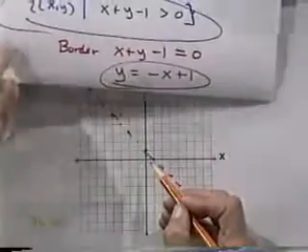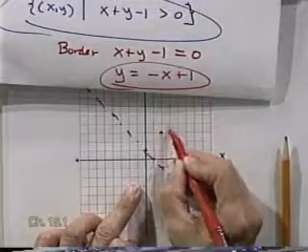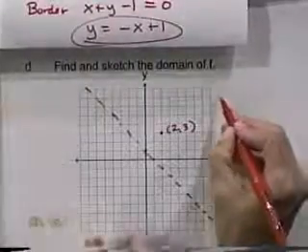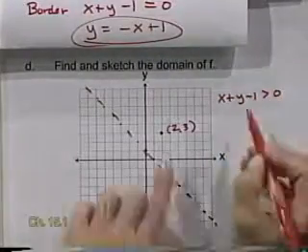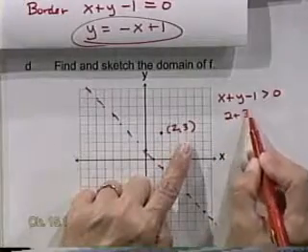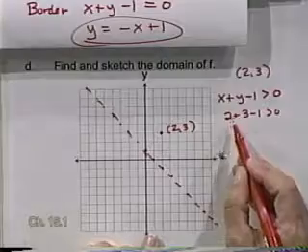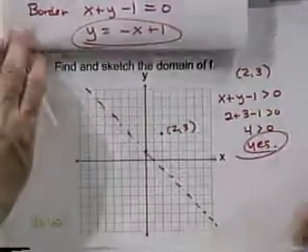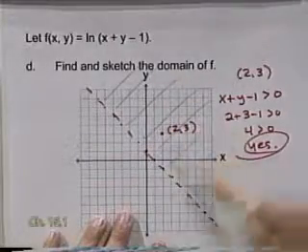We need x plus y minus 1 greater than 0. Why don't we pick this point right here? This point is 2, 3. Okay, now we're checking the inequality x plus y minus 1 strictly greater than 0. So 2 goes in for x, 3 goes in for y. We're checking the point 2, 3. And so we get 5 minus 1 is 4. Is that greater than 0? Yes. And so since it's a yes, since 2, 3 works, everything on the side of 2, 3 works.